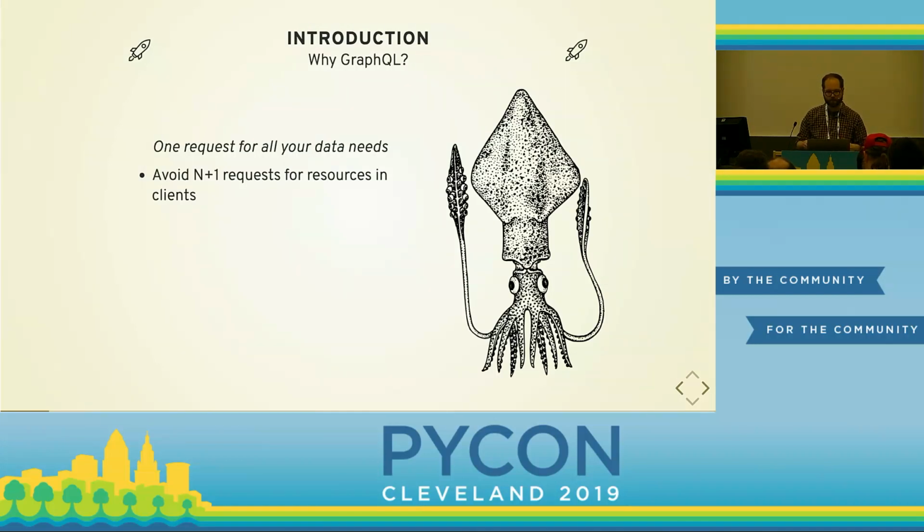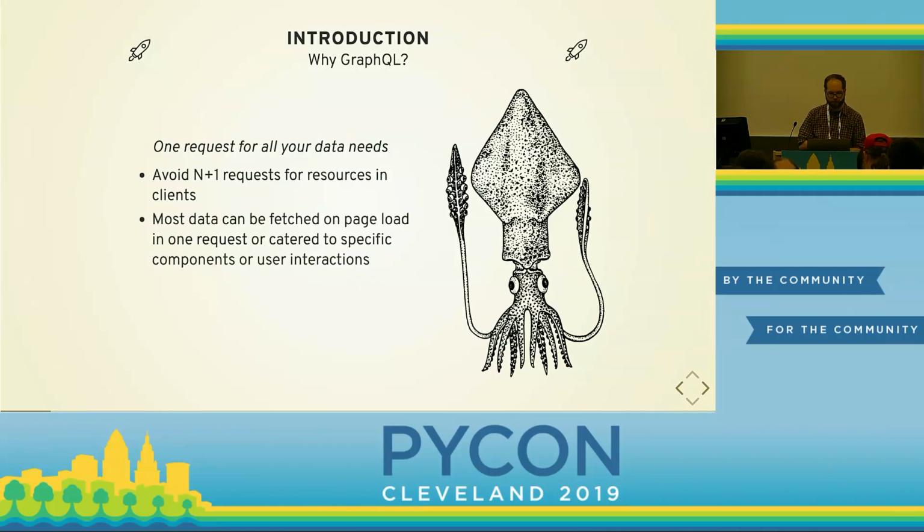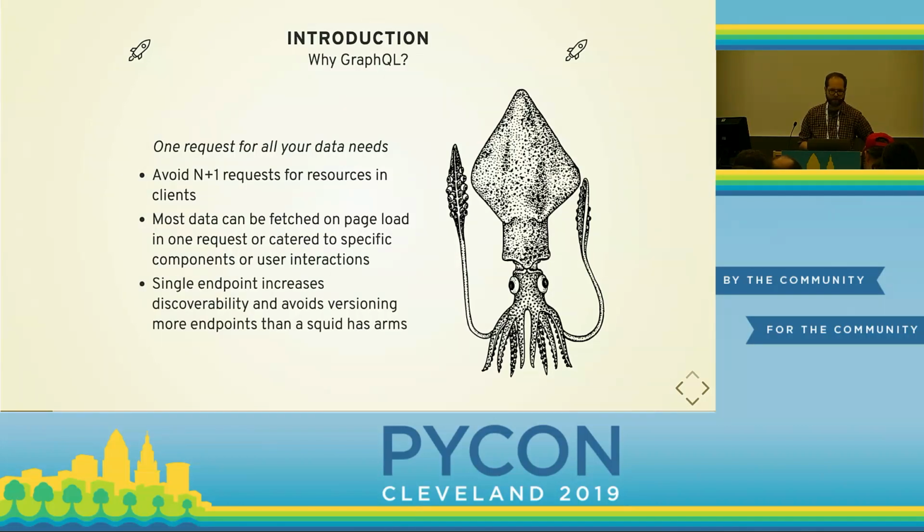So that helps us to have more structured requests for data that can all be co-located together for one page load or specific components and user interactions. Basically a more declarative way to describe what data we're going to be using in our API and in the components in the front end. The single endpoint also increases discoverability and avoids versioning more endpoints than a squid has arms, which is nice.